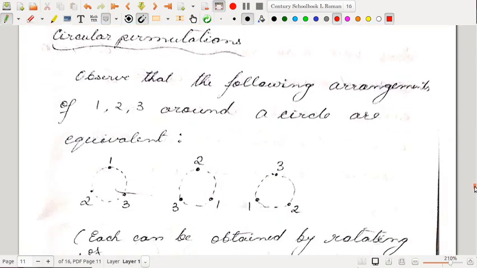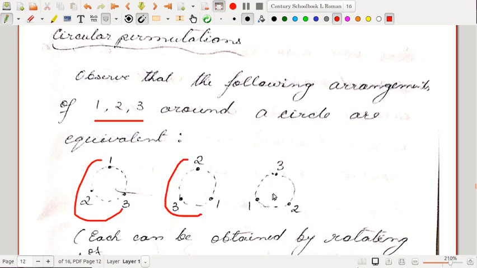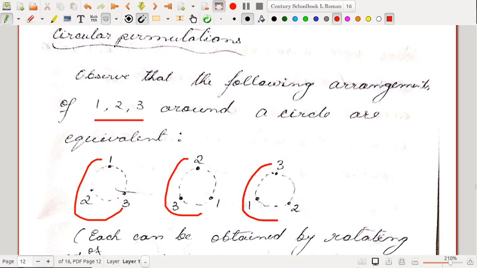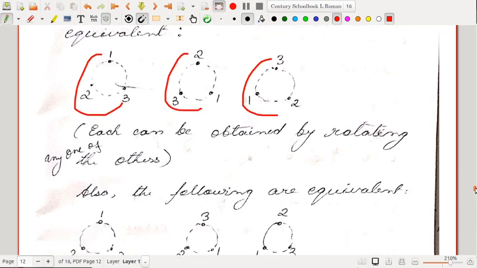Then we have circular permutation. Whatever we have done till now is linear permutation. We are arranging the objects in a straight line. But if we have a circular arrangement, in that case the number of arrangements becomes less. Observe that the following arrangements of 1, 2, 3 around a circle are equivalent. This arrangement 1, 2, 3 is the same as the arrangement 2, 3, 1, which is the same as the arrangement 3, 1, 2, because one is obtained just by rotating the other. Each can be obtained by rotating any one of the others.